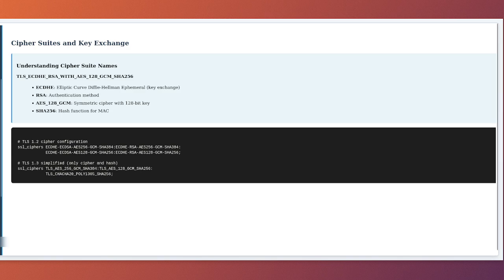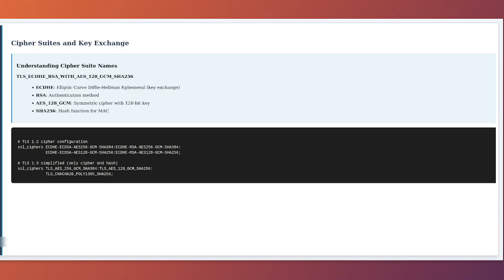The key exchange mechanism is particularly crucial. RSA key exchange, used in older cipher suites, works by having the client encrypt the pre-master secret with the server's public key. Simple and elegant, but it has a fatal flaw: it doesn't provide forward secrecy. If the server's private key is ever compromised, all past communications can be decrypted. It's like using the same lock on your diary for years. If someone gets the key, they can read everything you've ever written.